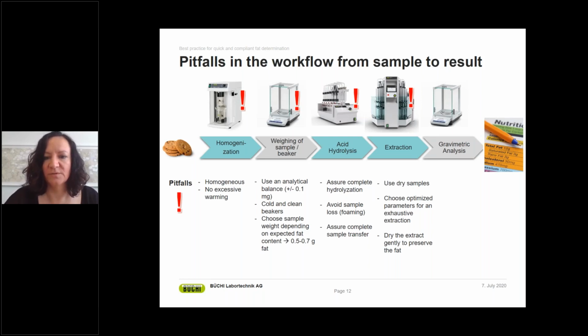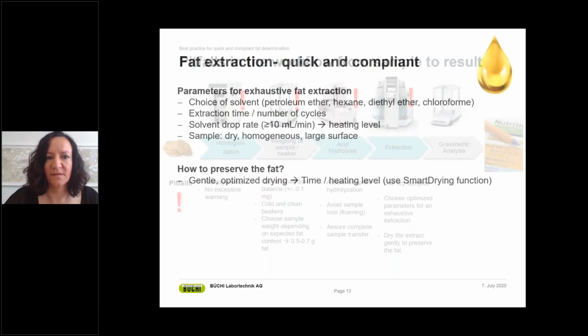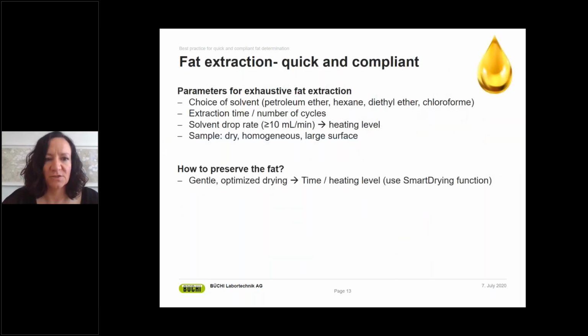We'll now have a closer look into the extraction. The parameters for an exhaustive, so for a complete fat extraction, are the following. First is the choice of solvent. For fat determination, very often petroleum ether or hexane is used. Some countries prefer diethyl ether or even chloroform to do the fat extraction.